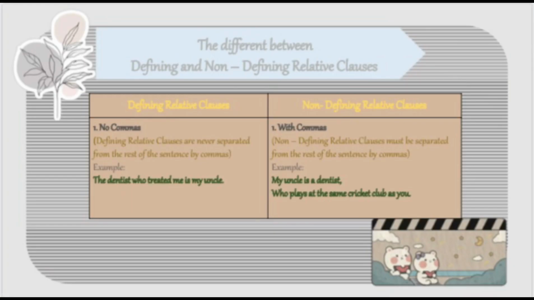Then what is the difference between defining and non-defining relative clauses? We have to talk about it. For defining relative clauses, we do not use commas. So, defining relative clauses are never separated from the rest of the sentence by commas. For example, the dentist who treated me is my uncle. So we don't see any commas in that sentence.